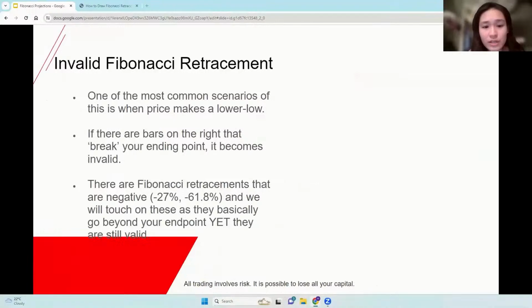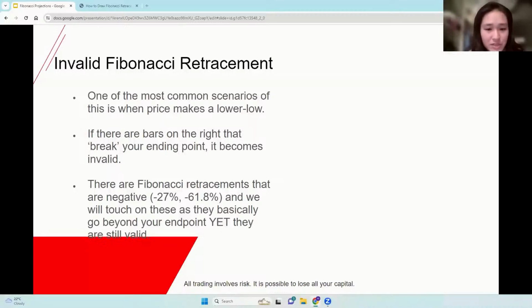You can also draw invalid Fibonacci levels. In this case, we're talking about invalid Fibonacci retracement levels, because this tends to be more common than an invalid Fibonacci projection level. One of the most common scenarios is when price makes a lower low. Assuming you are drawing a Fibonacci retracement from the top to the bottom, I'll show you an example in the next slide. But if there are bars on the right that break your ending point, it becomes invalid.